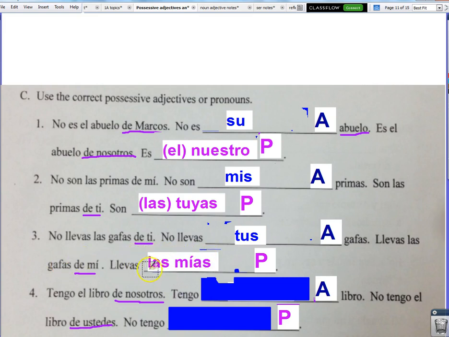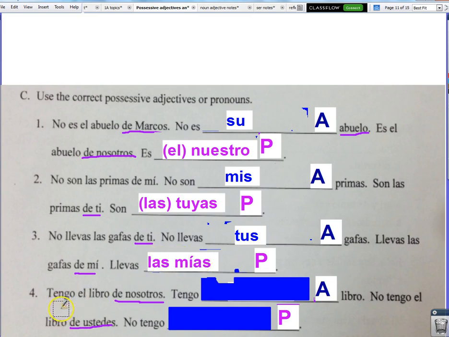Am I allowed to leave out the las here? No, I am not, because the only time I'm allowed to have my possessive pronoun not have 2 parts is after a conjugated form of ser. So when in doubt, always use the el, la, los, or las in front of your pronoun.